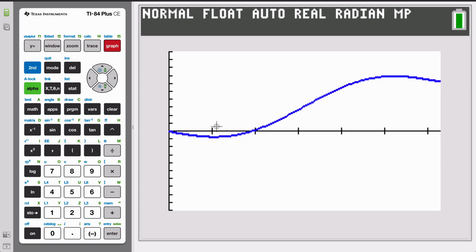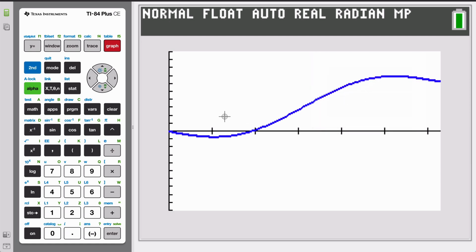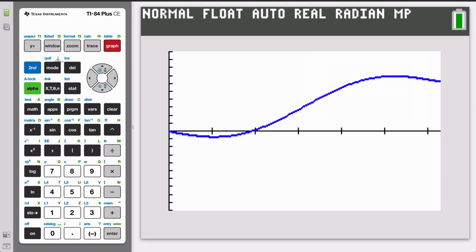So I can clearly see that there's a minimum somewhere around here and a maximum somewhere around here. The endpoints in this case are not going to be absolute maximum or minimum values, so we don't need to worry about that there. So how do we calculate the point where this happens? To do that, we're going to use a feature in the calculator, second calculate. So it's going to be second trace to get into the calculate options.